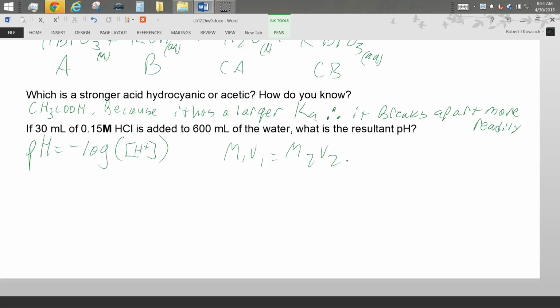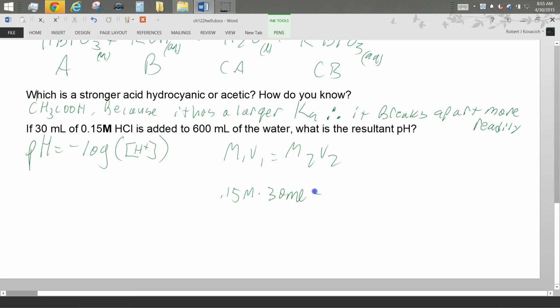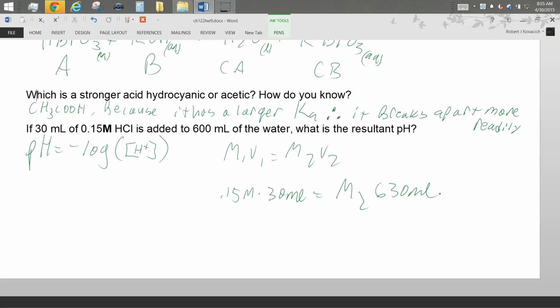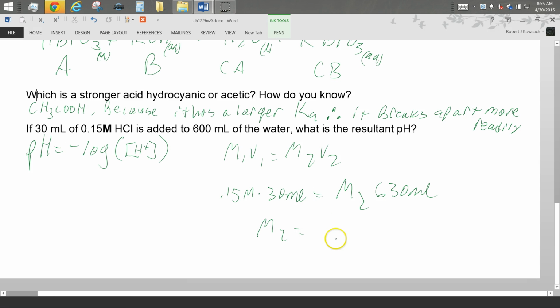I don't know the concentration of what it's going to be when I throw everything together, right? So if I start off with 0.15 molar and I start off with 30 milliliters of it, I don't know what its concentration is going to be when the total ending volume is going to be what? 630. That's basically the tricky part of the question. The ending volume isn't 600. I put it into 600 milliliters, so then the ending volume is 630. So then my M2 is going to be 0.15 times 30 milliliters divided by 630 milliliters.